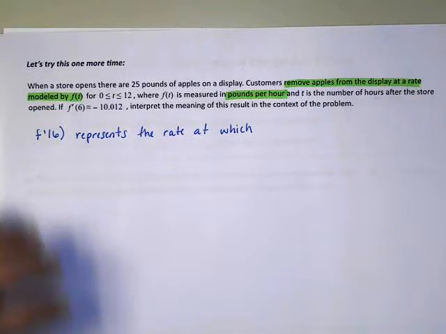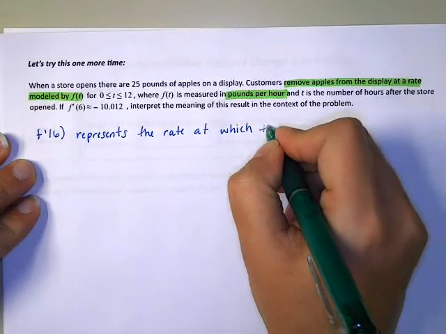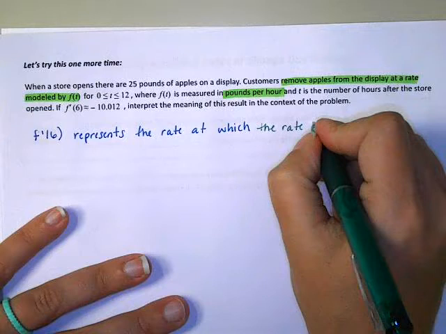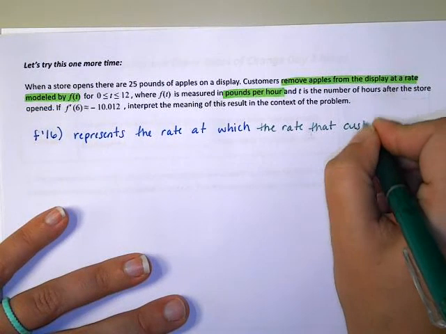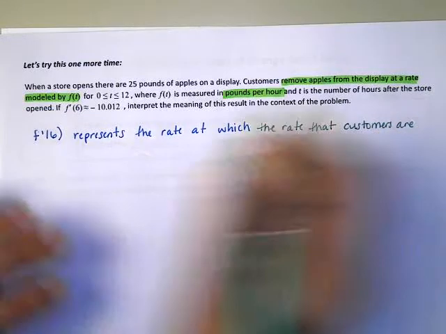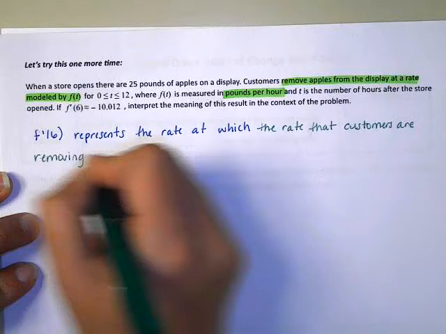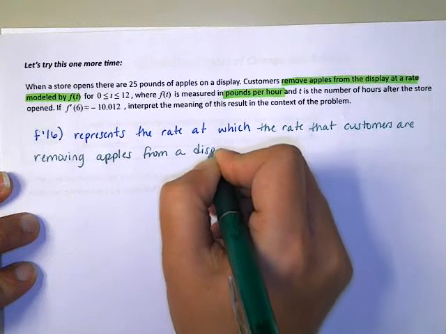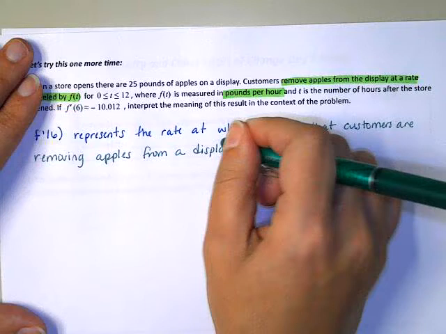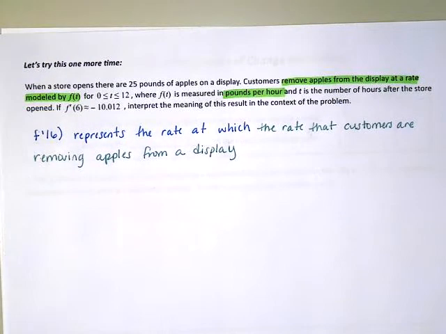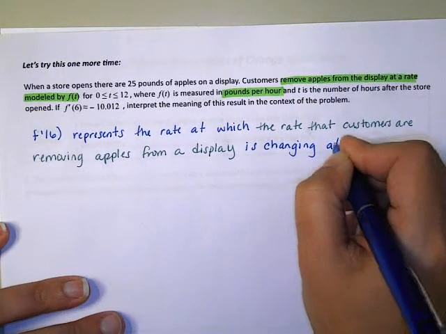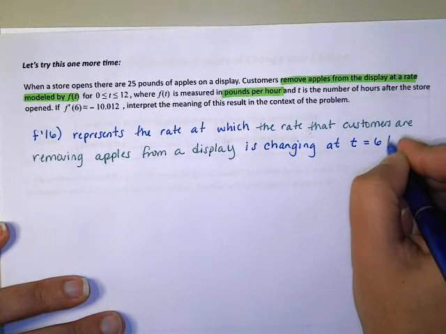It's the rate at which f of t, which represents the rate that customers are removing apples from a display. So f prime of 6 represents the rate at which the rate that customers are removing apples from a display is changing at t equals 6 hours.